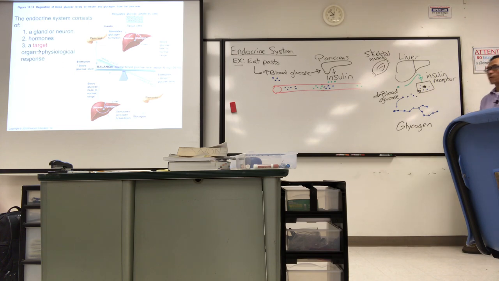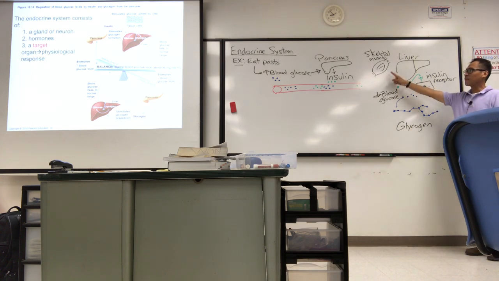Okay, you're storing it, or you're burning it directly for metabolism. Maybe the muscle does that. But you can have glycogen in your liver and the skeletal muscle. Those are your two prime sources for glycogen storage in physiology.